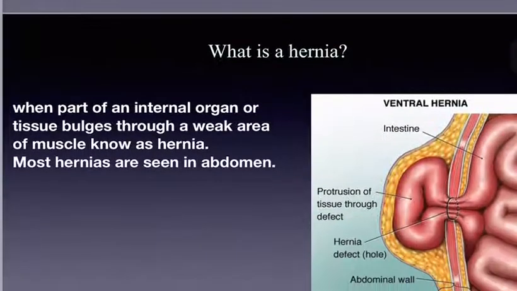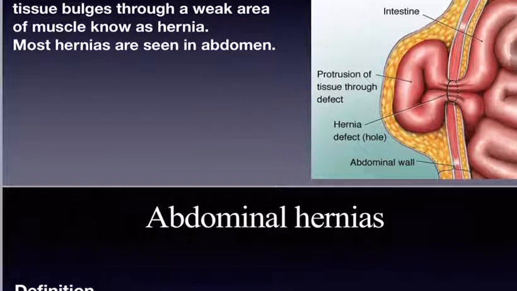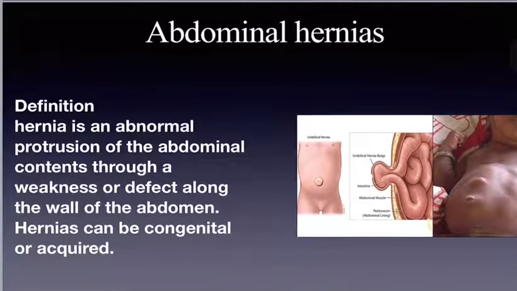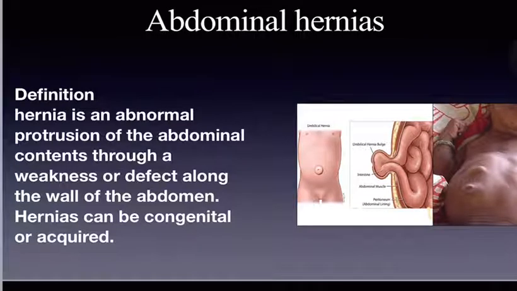What is a hernia? When part of an internal organ or tissue bulges through a weak area of muscle, that is known as a hernia. Mostly hernias are seen in the abdomen. That is the reason we will discuss abdominal hernias. Hernia is an abnormal protrusion of the abdominal contents through a weakness or defect along the wall of the abdomen. It can be congenital or acquired.